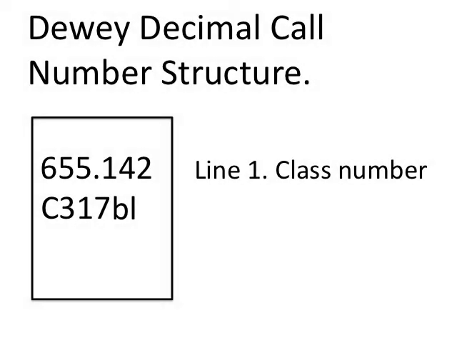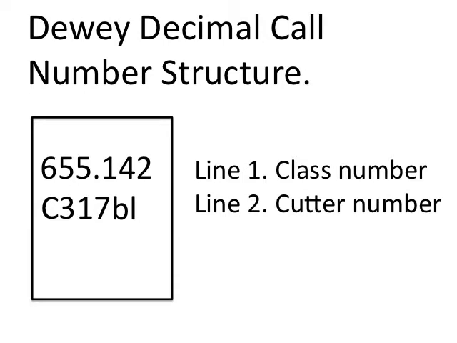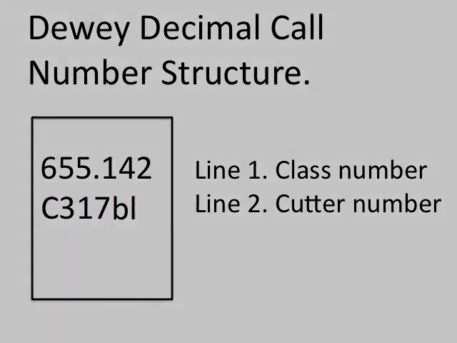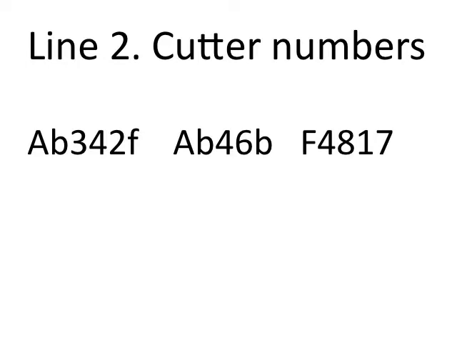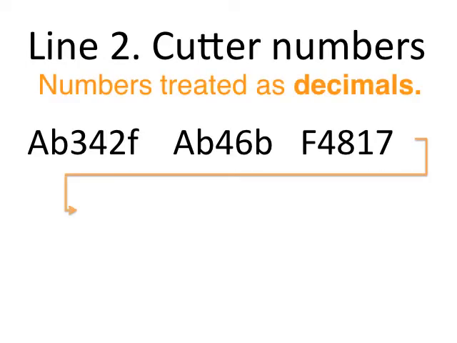The second line in a Dewey Decimal call number is called the cutter number. It is a combination of letters and numbers. It begins with one or more letters, followed by one or more numeric characters. The numbers are treated as decimals. Sometimes line 2 ends with numbers, but usually it is followed by one or more letters. Here is a list of typical cutter numbers arranged in correct sequence.